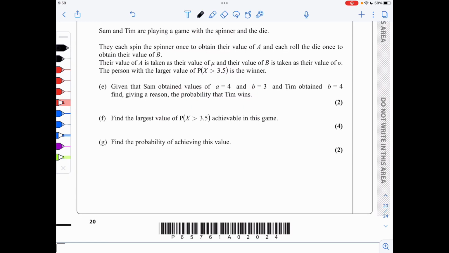In G, we need to find the probability of achieving this value. So the probability that A attains a value of 7 and B a value of 1. So the probability of A is 7 and B is 1 will be 0.15 times 0.25, which works out to be 0.0375.